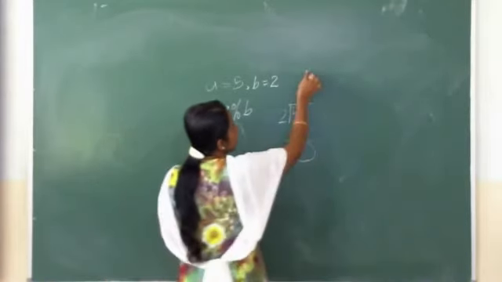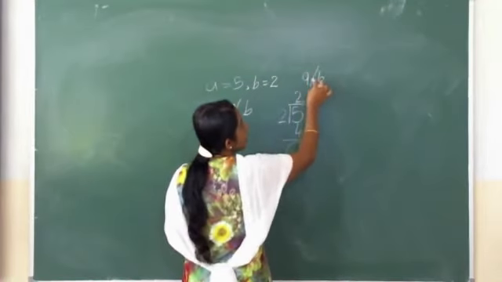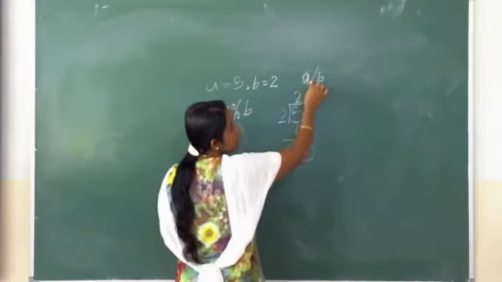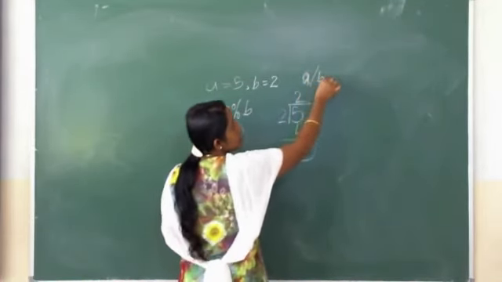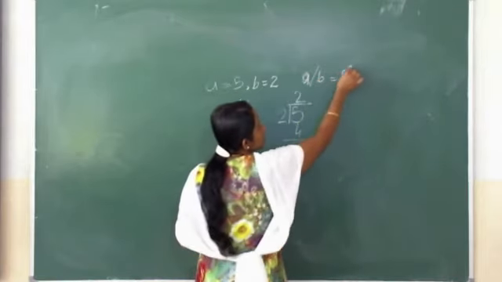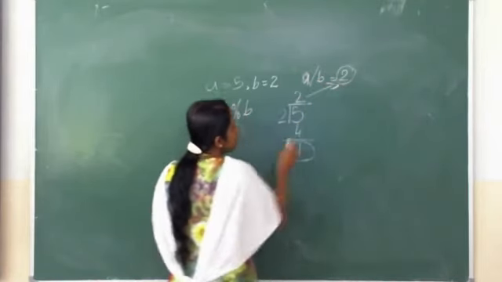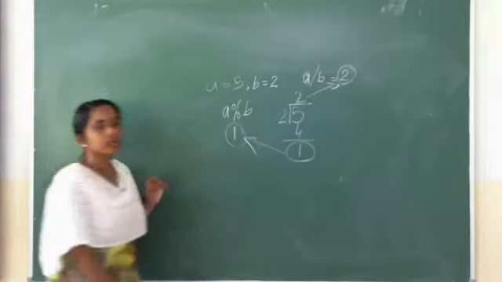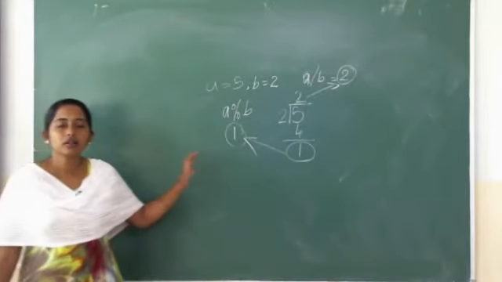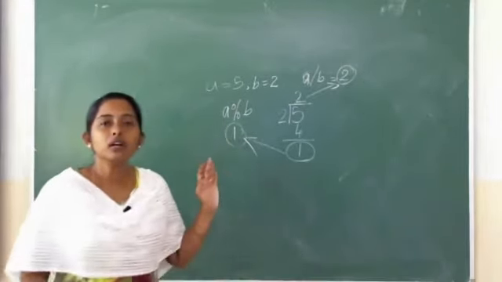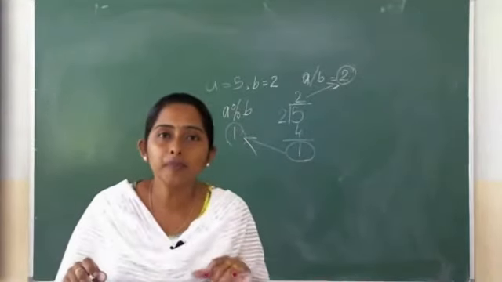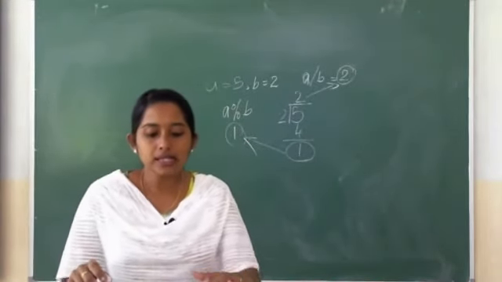If it is a by b, that means a slash b, that means division. This one's result becomes the quotient 2, and this one is the remainder. Got it? Clear about the difference between the division and mod operator? Okay.